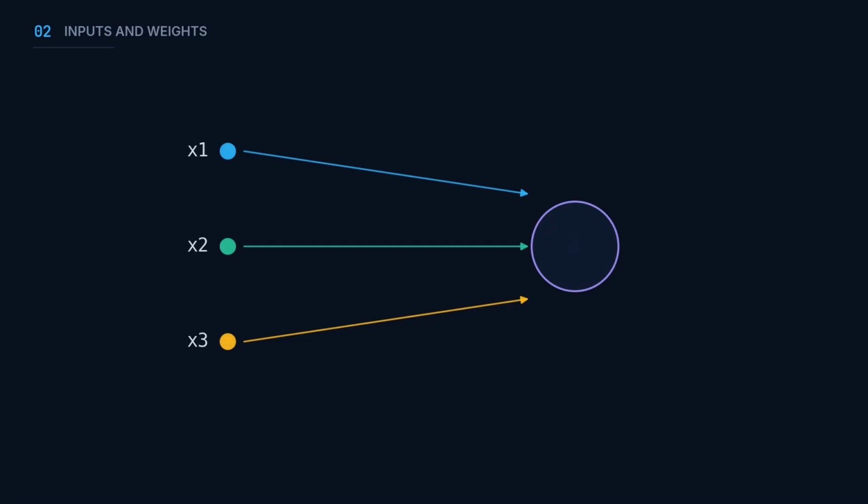Each input is multiplied by a weight. The weight is how much that input matters. A large weight amplifies it. A weight near 0 ignores it. A negative weight pushes against it. These weights are what the network actually learns.